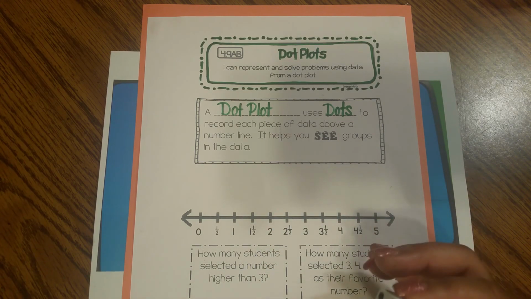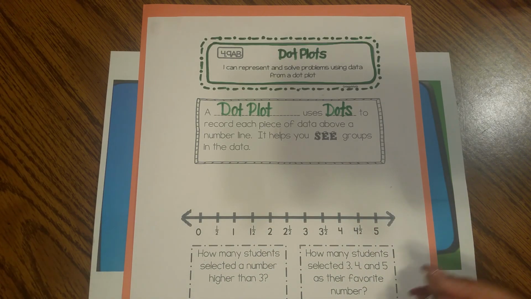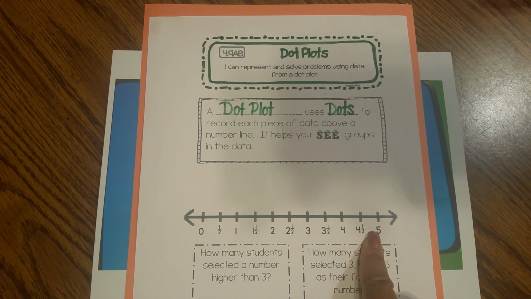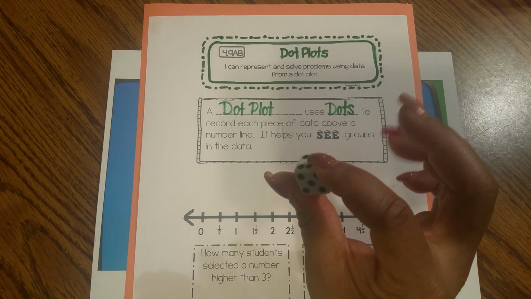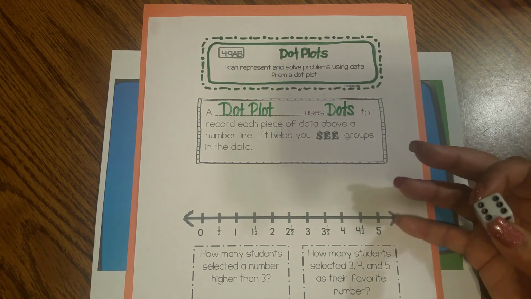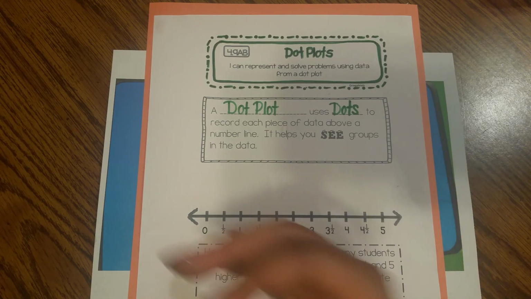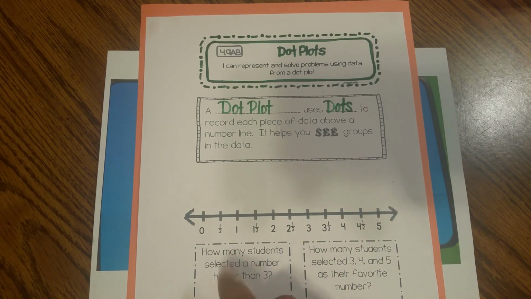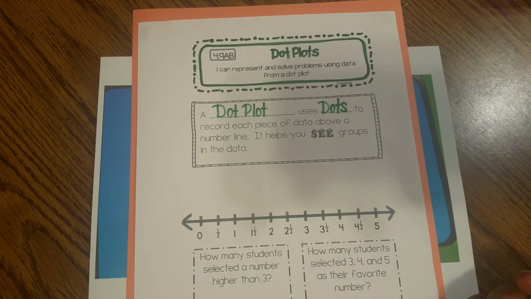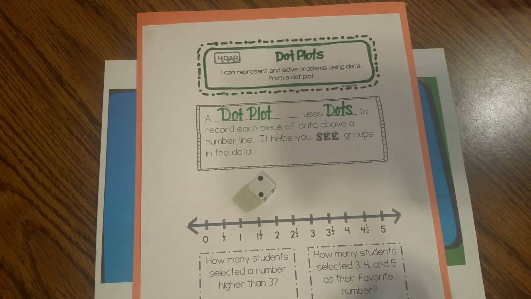I'm recording my information using dots. I have a number line that goes from 0 to 5. Notice our dice actually has 6, so if I roll a 6, I can't put anything there. They just want to know 0 to 5. Also on our number line, you will notice that there are some half numbers. We don't have any half numbers, so I know I'm not going to have any information there.